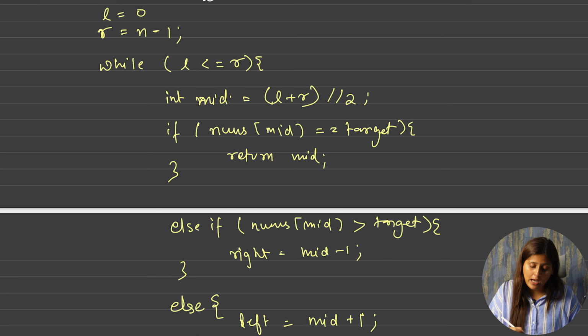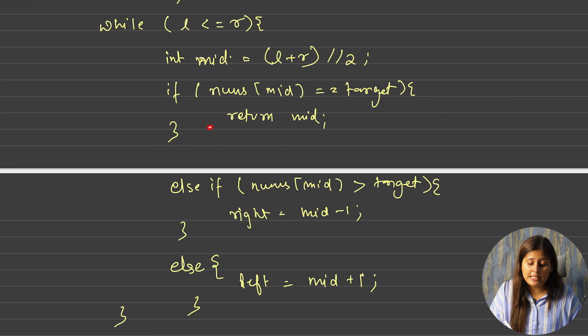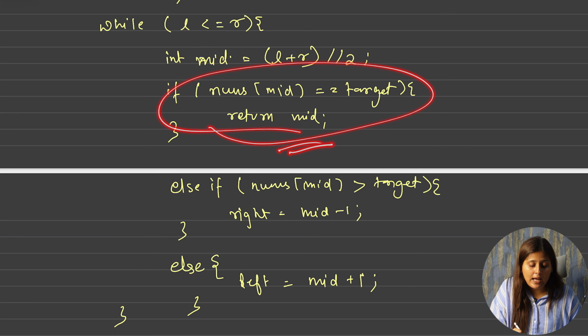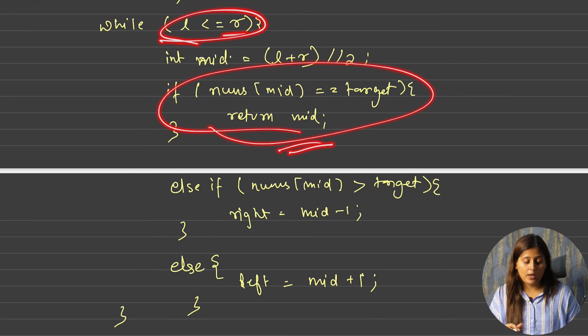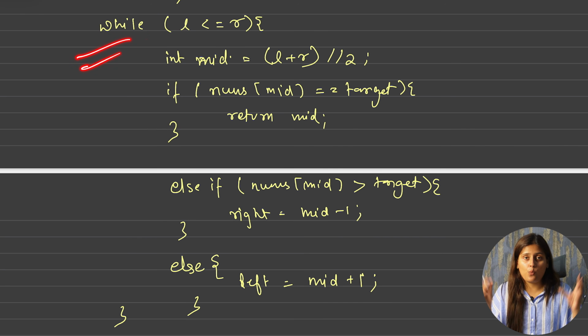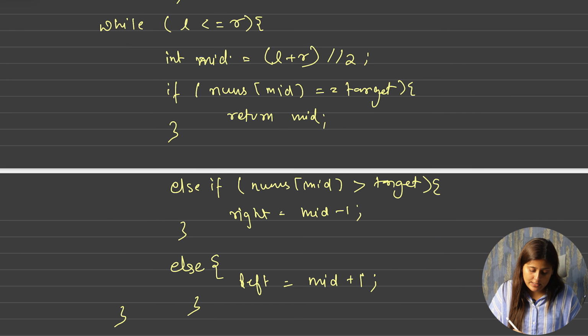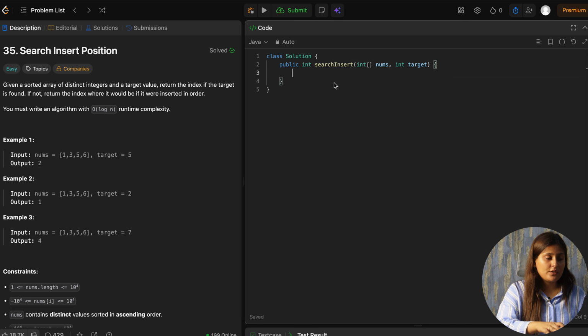Okay, and after coming out, suppose we have not found any equal case, then left and right both are pointing to the same index. And we will come out of this when left and right cross each other, correct? So hence we will return the left index. So let's see the code here.